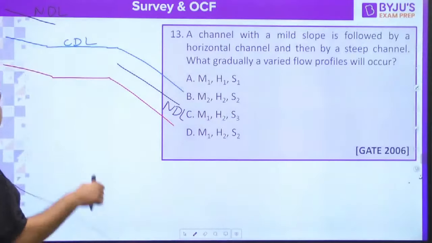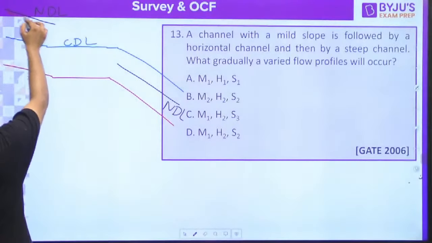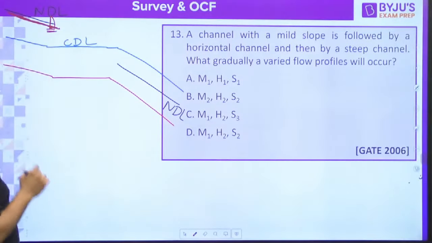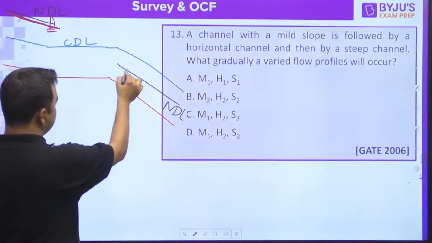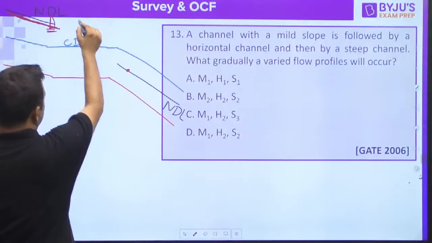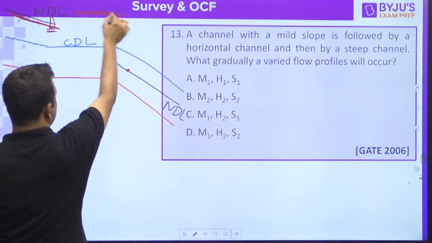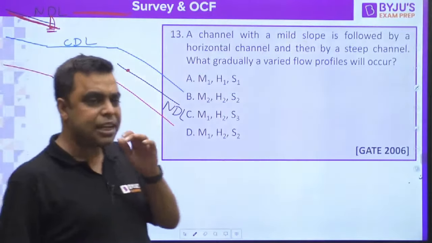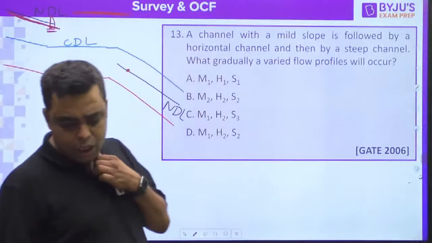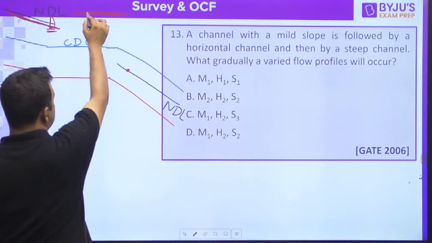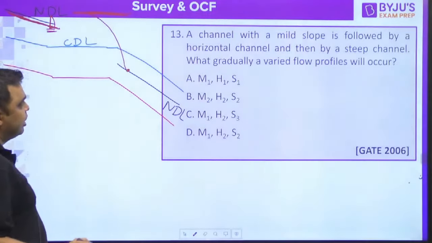So basically in case of mild slope, my flow will be occurring over here, right? Now it will be occurring over here. Now basically on steep slope it will be occurring over here, right? But in case of horizontal flow it will be somewhere over here. So guys, basically you have to join NDL to NDL always. So in this case the flow has to come over here and it has to come over here, right? Like this.